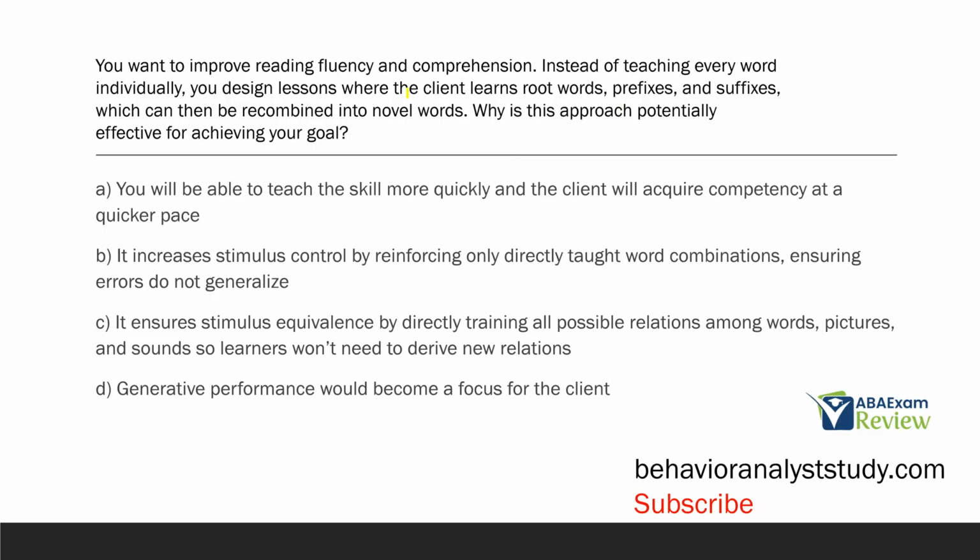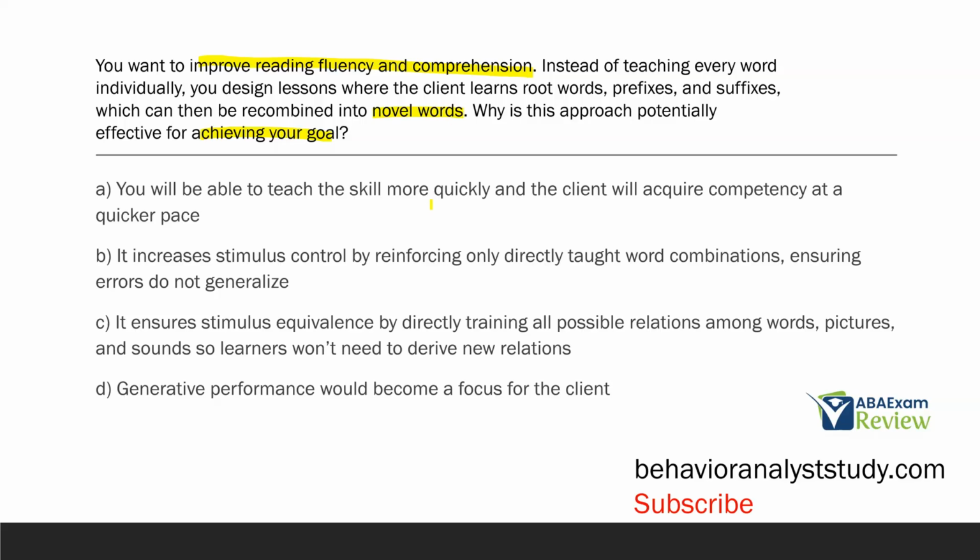All right, interesting question to start. First, the question is asking about achieving our goal. And what would our goal be? We want to improve reading fluency and comprehension. Now, the strategy is we're not teaching individual words, we're teaching root words, prefixes, and suffixes in order to evoke these novel words. In other words, we're teaching these base skills, which can then be used by the client to evoke novel, untaught behavior. So, given all that information, why would this approach be effective for our goal?